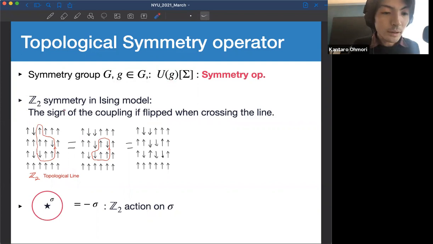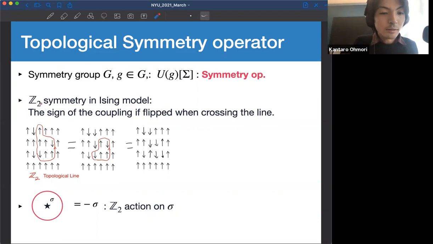Okay, so again, this is a simple example. Think about the Z2 symmetry in the Ising model. In two dimensions, you have a two-dimensional lattice, and on each site you have a spin up or down. There's a coupling between the neighboring spins. Then there's, of course, the Z2 symmetry flipping all the spins.